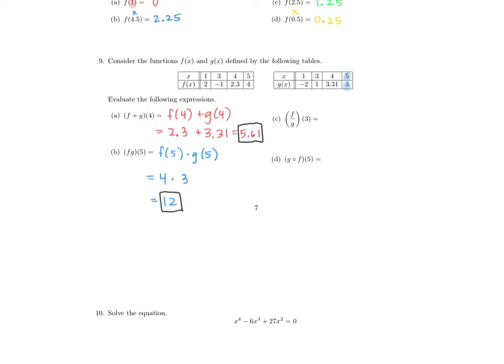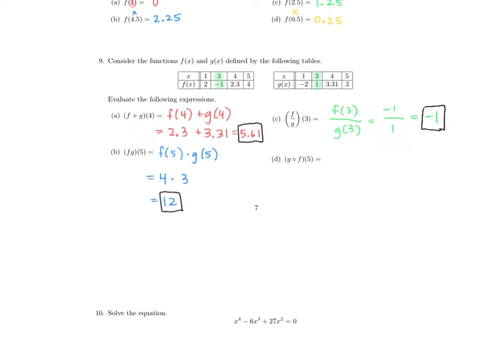All right, now let's look at part C. Part C is f divided by g of 3. This is the same as f of 3 divided by g of 3. Okay, so when x is 3, f is -1. So -1 over, when x is 3, g is 1. So this is a 1. -1 divided by 1 is -1. So there is your answer for part C.